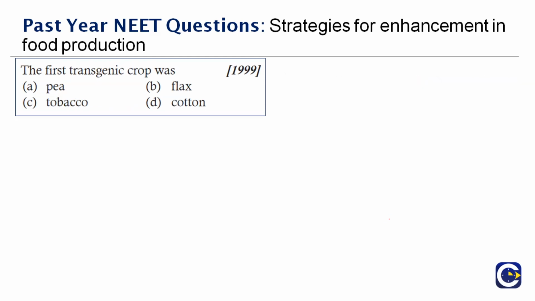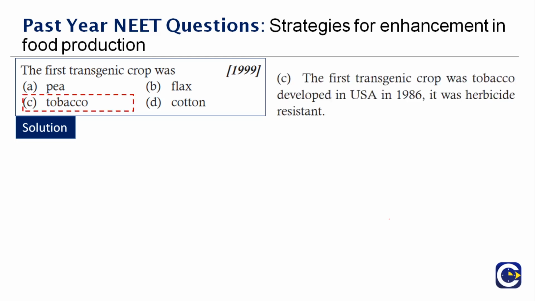Next question here. The first transgenic crop, very easy question. The first transgenic crop was dash. So it's not cotton. There we use BT cotton, right? No, before cotton something else comes. That is tobacco. The first transgenic crop was tobacco, which was developed in USA in the year 1986. It was said to be herbicide resistant. Therefore the answer is option C.